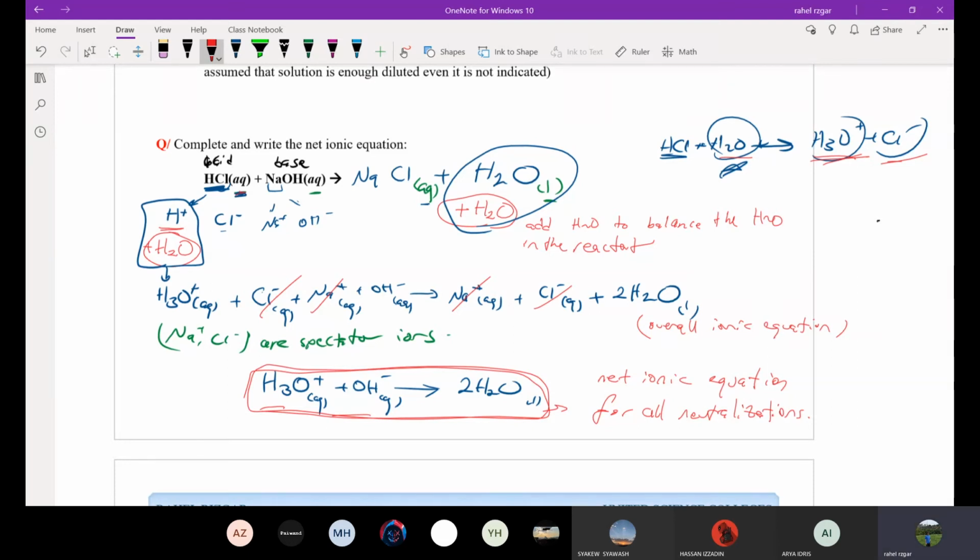Whenever we have an acid and base, they produce salt and H2O. And when we want to write the overall ionic equation, what is it for the net ionic equation? When we need the overall ionic equation, you have to separate all the compounds to ions.